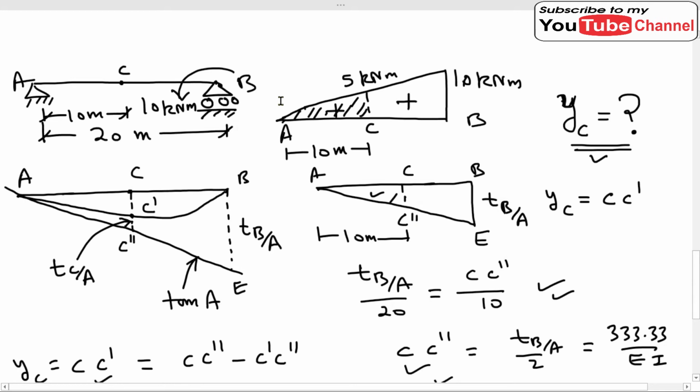Other task is to find out the maximum deflection in this beam. Okay, because this beam is having an unsymmetrical load. The load is unsymmetrical, so it is very obvious that the maximum deflection will not be at the midpoint. Okay, it may be anywhere on the beam. So first of all, we have to find out at which point the deflection is maximum, then we will find the value of maximum deflection.